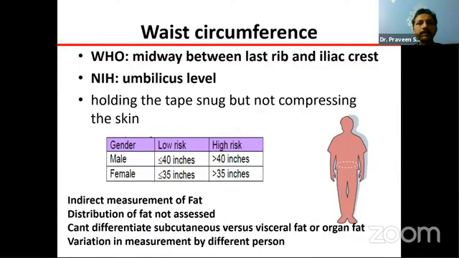Then we have the waist circumference. Waist circumference also is being used in many population studies for the assessment of its relation with metabolic syndrome and cardiovascular risk factors, but it has its own limitations. According to WHO, waist circumference should be measured midway between the last rib and the iliac crest. According to national consensus, the umbilicus level should be used, and the tape should be held not snug, but it should not be compressing the skin. Males should have low risk if it is less than 40 inches, and for females it is less than 35 inches.